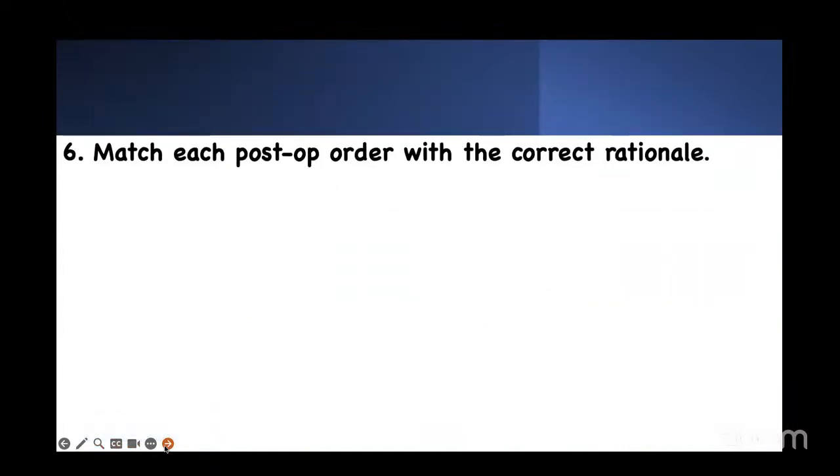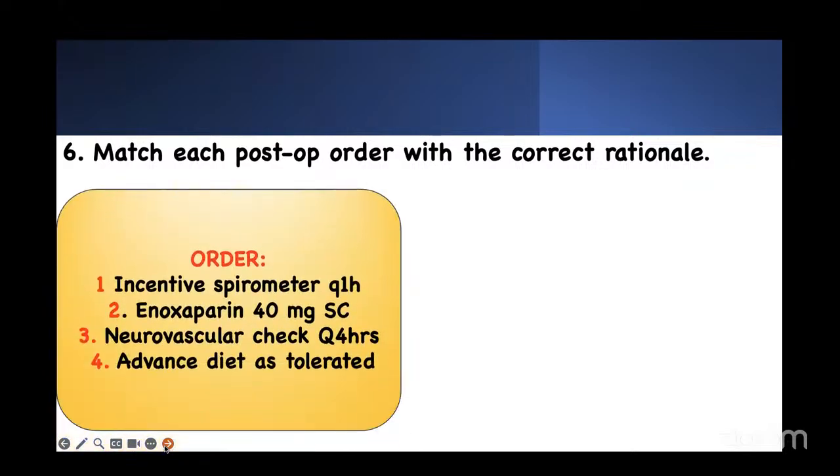So now we're going to match each post-op order with the correct rationale. Why are we doing this? We're trying to save the patient. But every order that we give to a patient, there's a reason why. Outcome, right? Nursing assessment. We come up with a plan. We give the patient a plan, and we will evaluate outcome. So what is the rationale of doing all these things? That's all. So this is the orders.